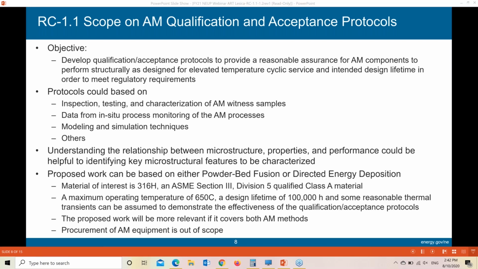And so we are looking at just any AM fabricated components that are within this chemistry spec from ASTM, ASME, as well as Division 5.